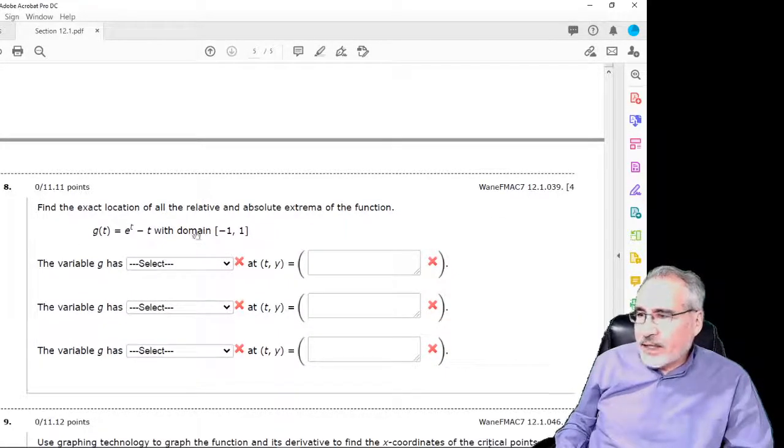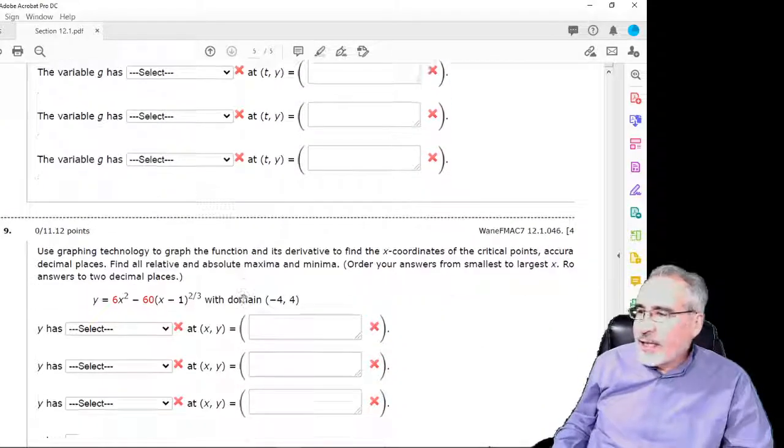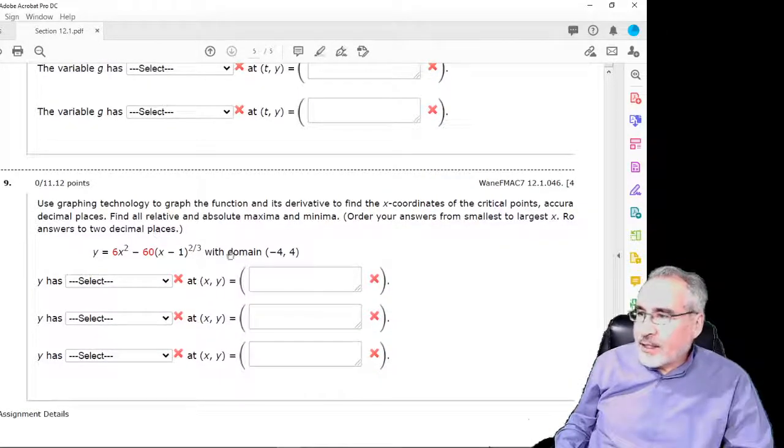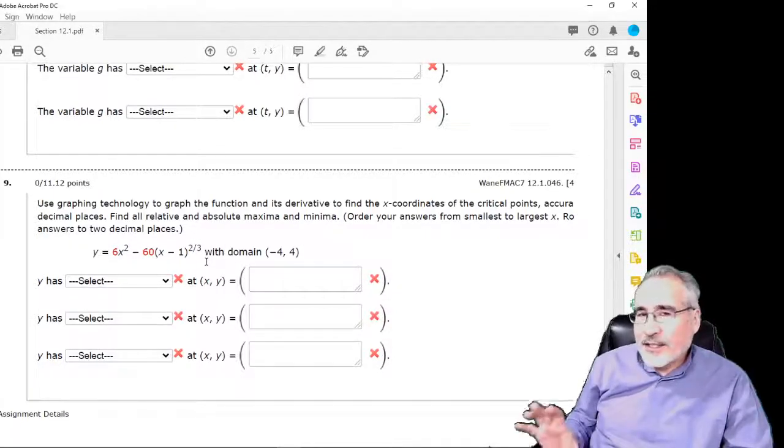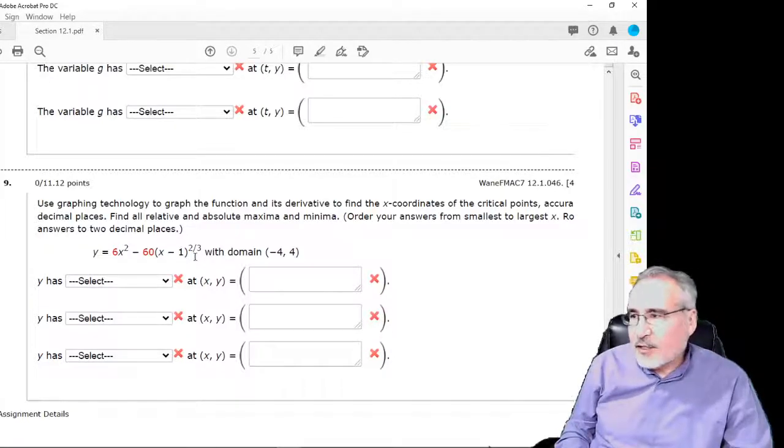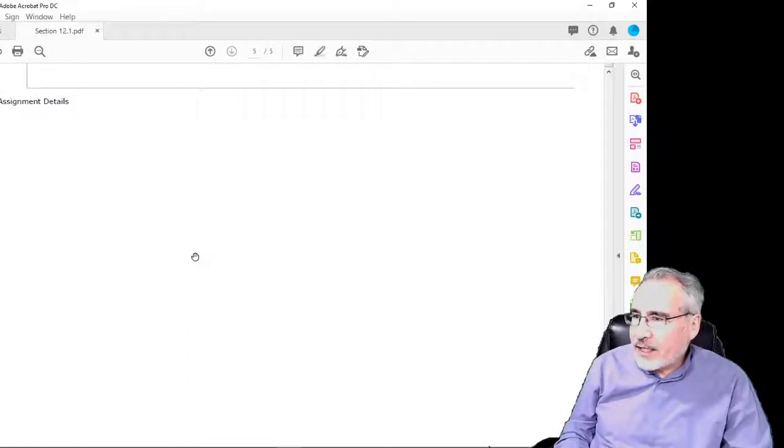This one, again, graph it, look in this interval. You can also use the derivative functions. And then we get down to this last one. Again, they even say use graphing technology, find its derivative. Again, this one, 2/3, we're going to get a stationary point here. I actually did a quick graph of this, and you'll see the stationary point. It's kind of fun. And that's it.